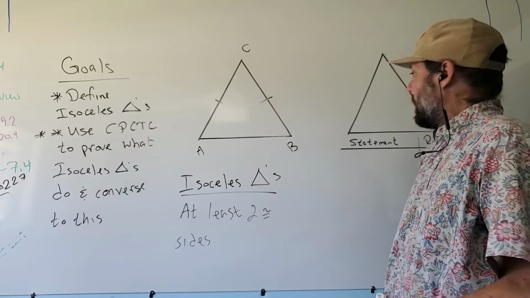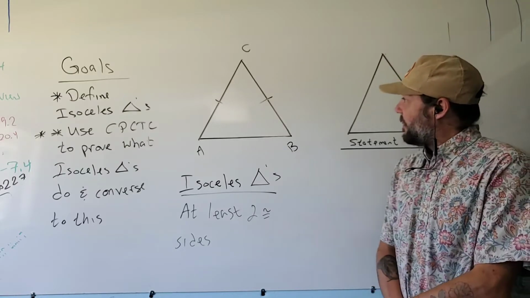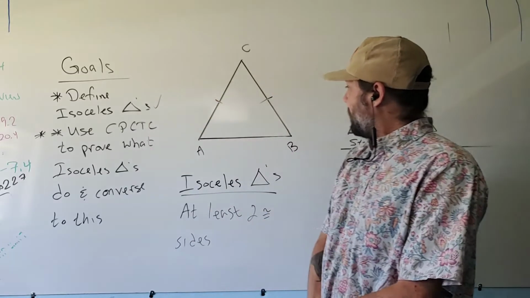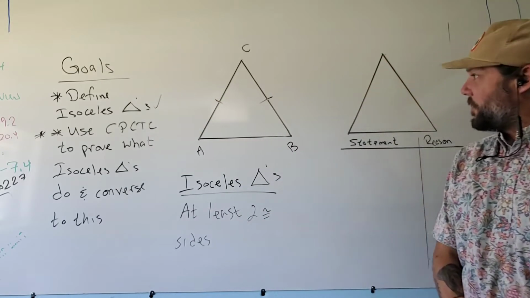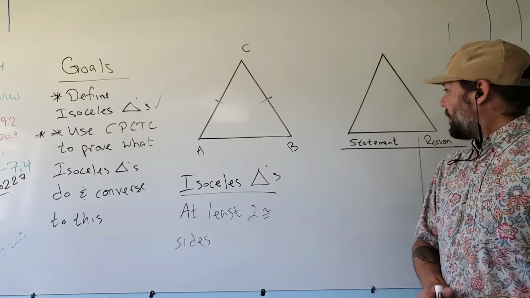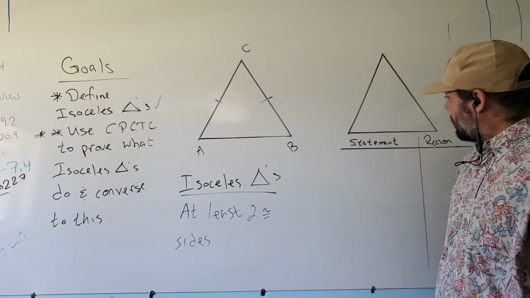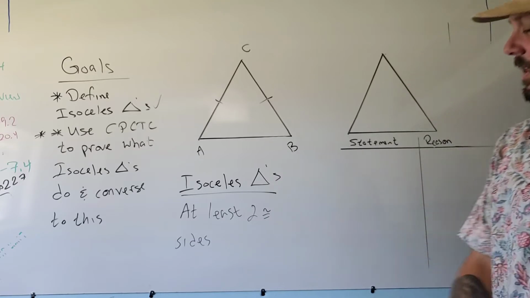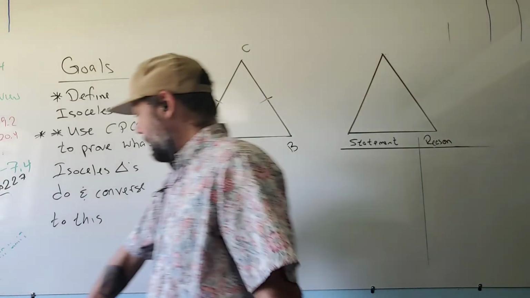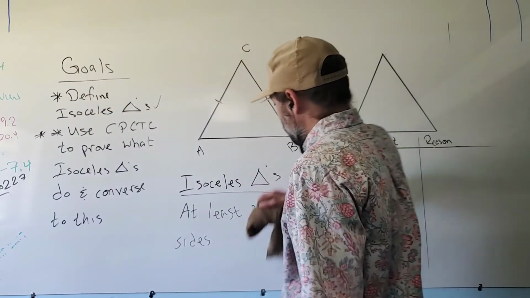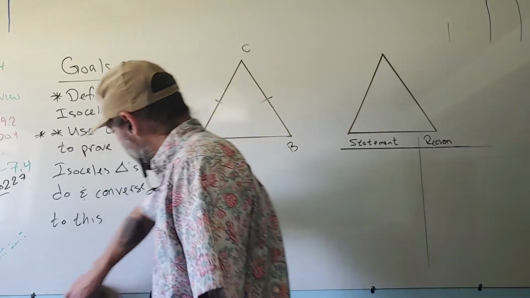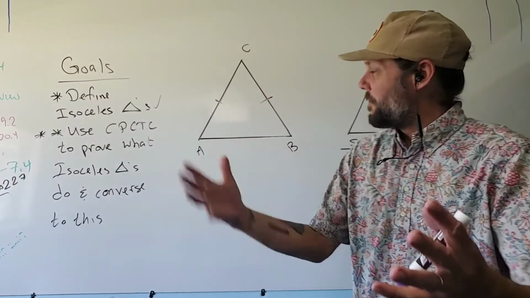All right. So again, I want to move on to goal 2, and goal 2 is going to be using corresponding parts of congruent triangles to prove what isosceles triangles do. So I do have a 2-column proof, and it's good to see the structure of this. It's going to be a light overview of the proof.